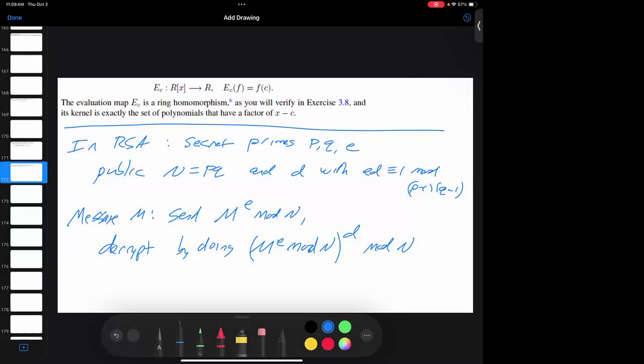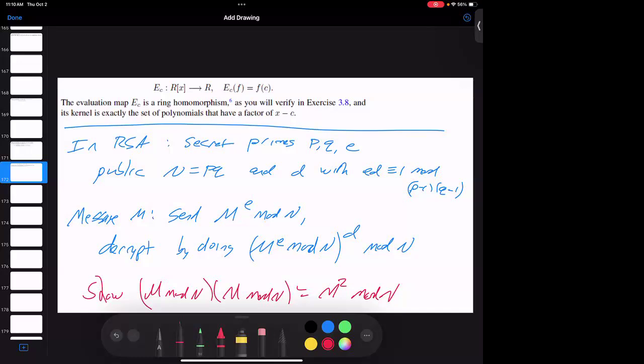When we're raising M to the E, if E is of size 10 to the 400, we showed that that's not bad. We showed with fast exponentiation, we can do that. And the mod N, you don't have to do all of the multiplication and then do mod N at the very end. You can keep doing mod N every single time to keep things small. So you want to show like, M mod N times M mod N is the same as M squared mod N. You can reduce and then multiply.